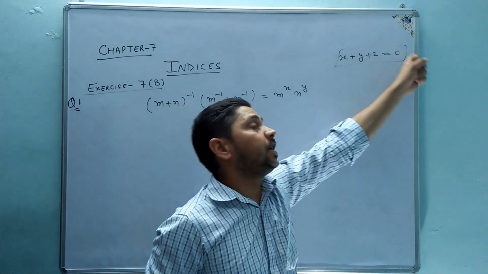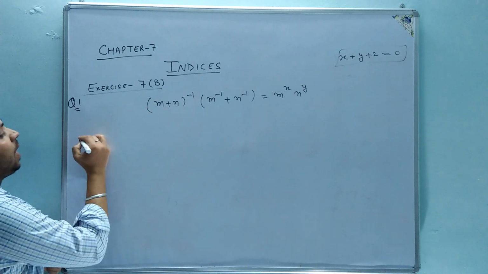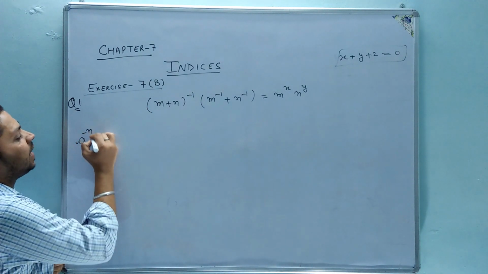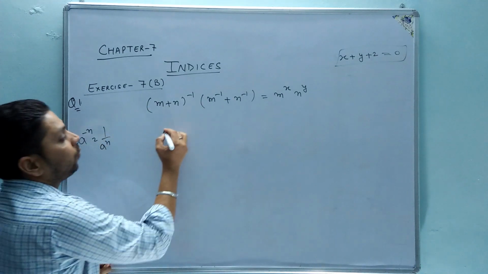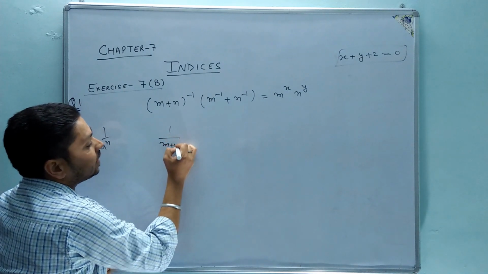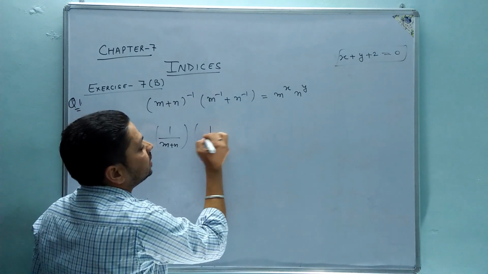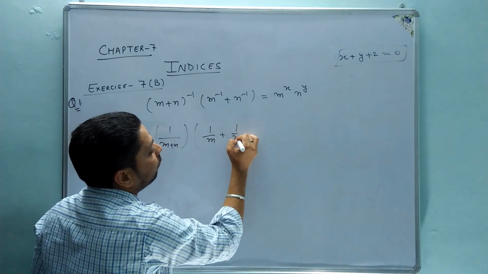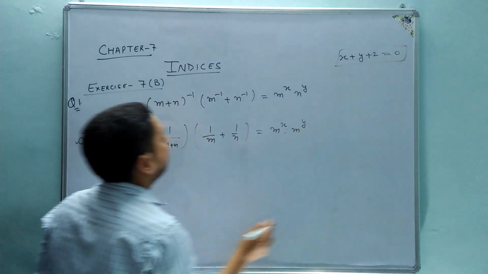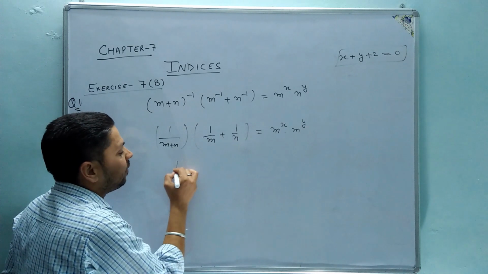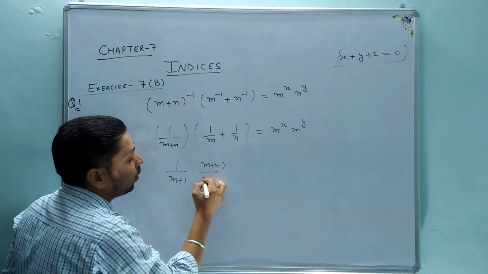To prove that this term is equal to 0, we will find the value of x and y from here. First we apply a raised to power minus n is equal to 1 over a raised to power n. Now we have 1 over m plus n. Similarly, m raised to power minus 1 is equal to 1 over m plus 1 over n. This is equal to m raised to power x into n raised to power y. Now take LCM here, it will give you 1 over m plus 1 upon mn.